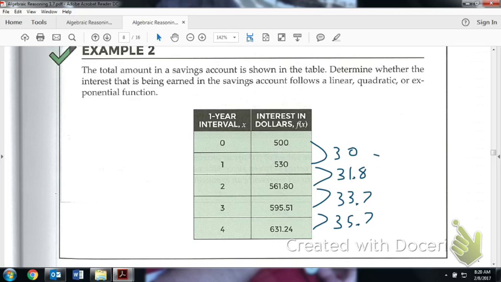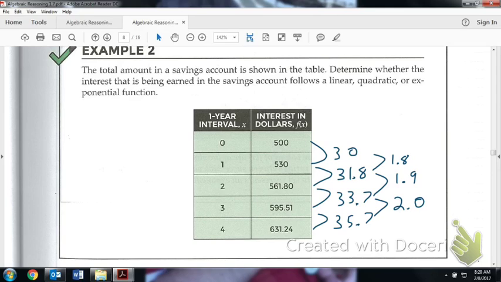So let's try the second difference. 31.8 minus 30 is 1.8. 33.7 minus 31.8, that's 1.9. And 35.7 minus 33.7 is 2.0. So that is awfully close. That's really close. So if we wanted to make a quadratic, we probably could. Just average those together and we'll go from there. But they told us to figure out which one's best, and so that's not perfect.